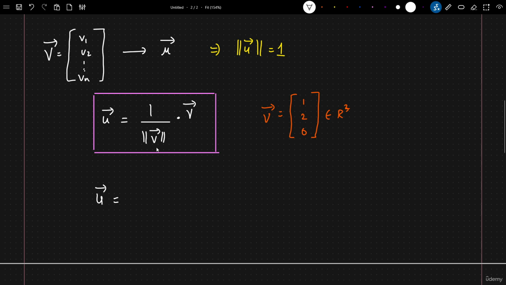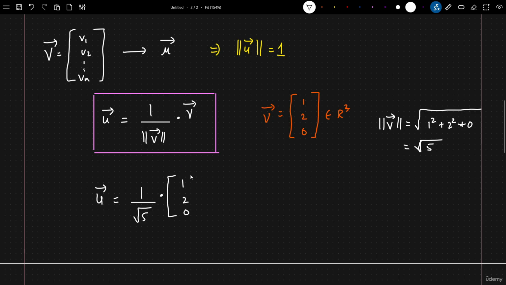Let's first calculate the magnitude of v vector. To calculate it, I'll write the square root of 1 square plus 2 square plus 0, which is the square root of 5. Now we will replace this in the formula: 1 by square root of 5 multiplied by whatever vector we have, that is v, right?